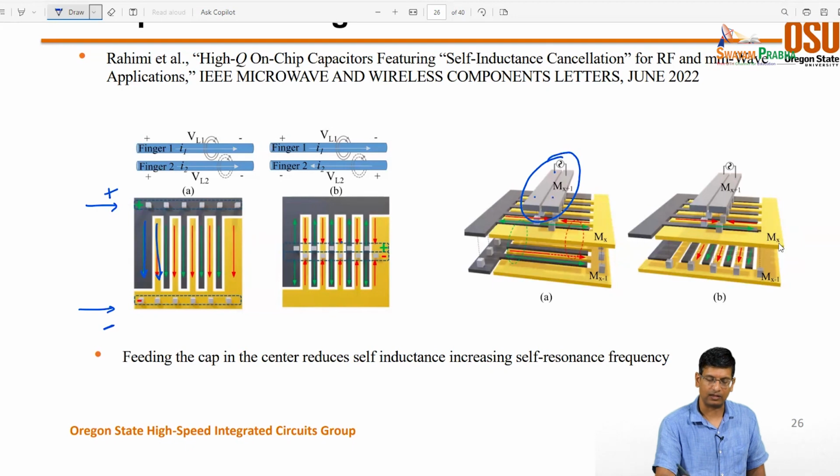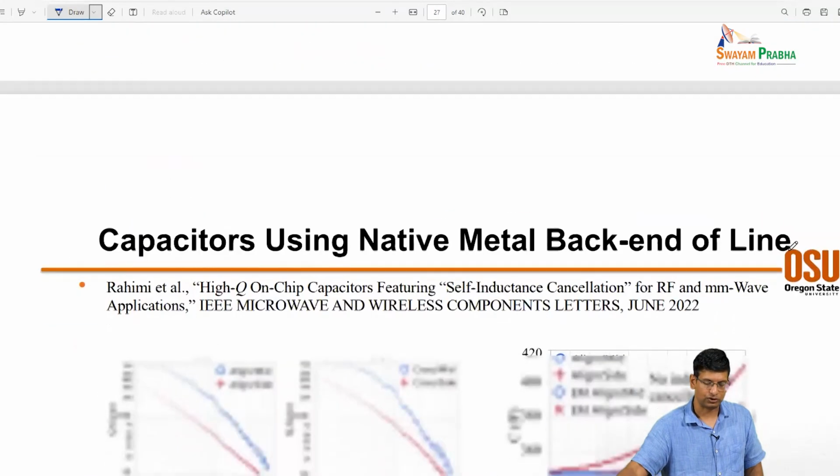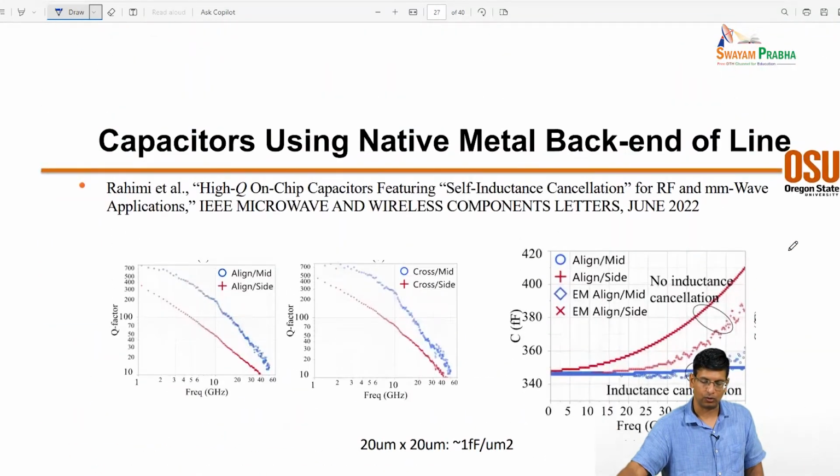So these are the two plates of the ports of the capacitor, right? But instead of feeding them here and here, they're fed in the middle here and here, right? And this approach, they show, basically gives you a little improvement in Q and also the self-inductance cancellation.